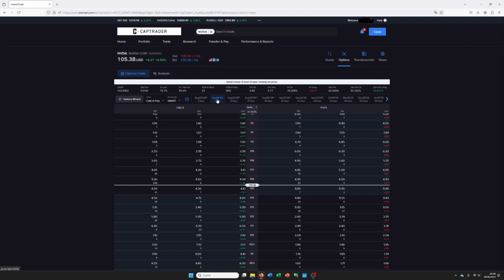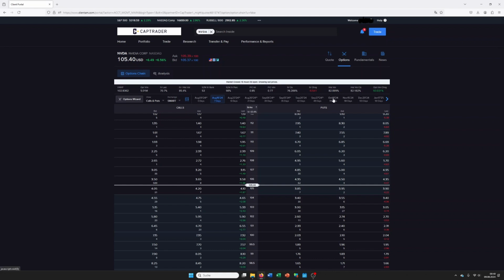So one thing you should always keep in mind is that the shorter the time till expiration is, the cheaper the options will be. So for example, the August 16th option, so it's only 7 days, not too long. If you want to trade a long call at the strike of 106, you pay around $3.60 for this option.